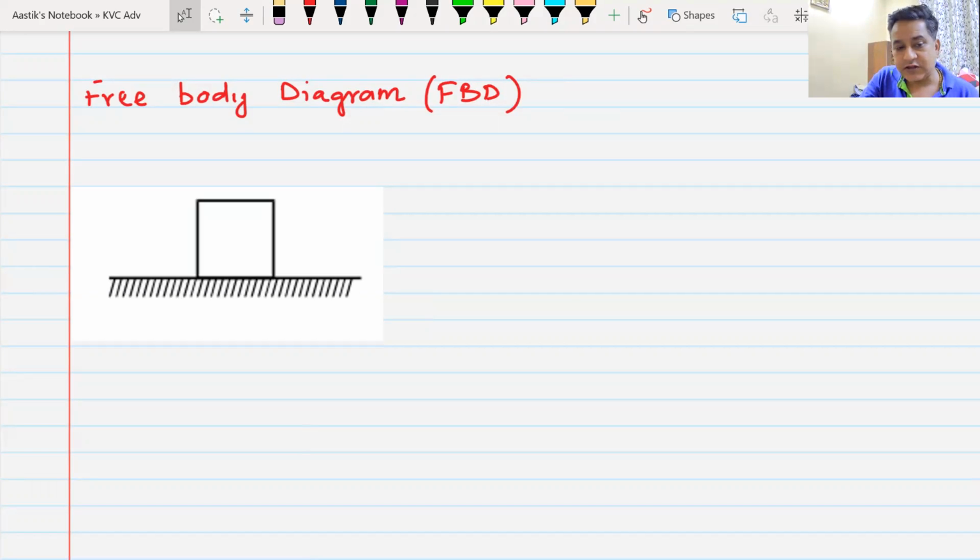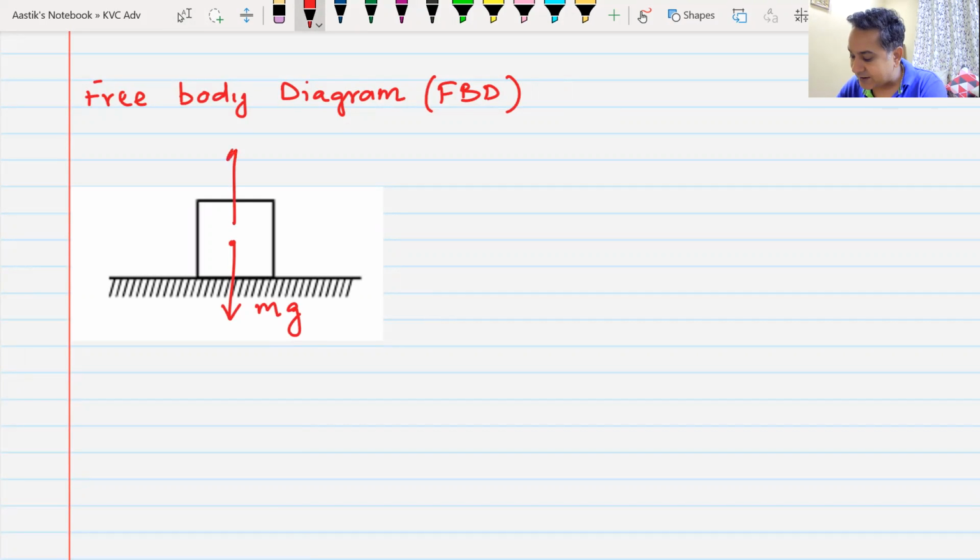Have you drawn the free body diagram? There are only two things that you see, yes or no. The first thing is the weight of this body, mass is not given. Let us take it as mg. The second one would be the normal reaction. And we are done. Yes or no?